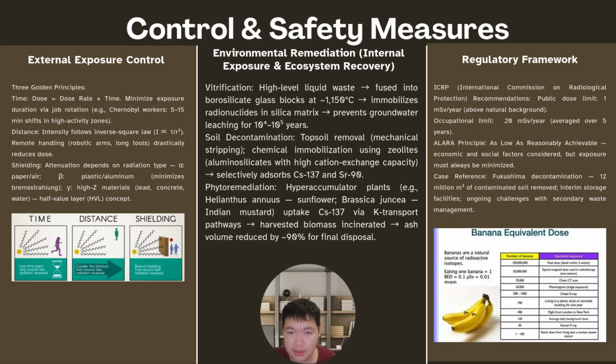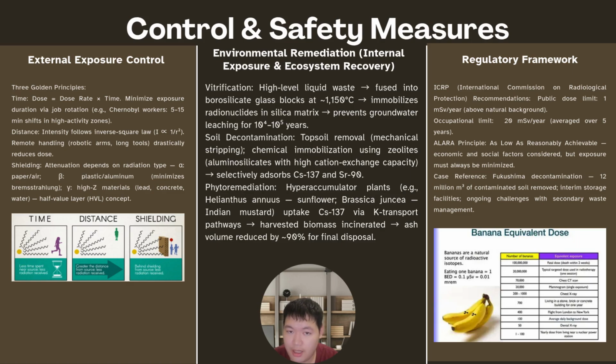Once we detect radiation, how do we control it and protect the people? There are 3 golden rules: time, distance, and shielding. First, time. Your total dose equals dose rate multiplied by time. So if you cut exposure time in half, you cut your dose in half. At Chernobyl, workers in the most dangerous areas were rotated every 5 to 15 minutes. Second, distance. Radiation drops off quickly. Double your distance and you get only a quarter of the dose. That's why we use robotic arms and long tools to handle radioactive materials from far away.